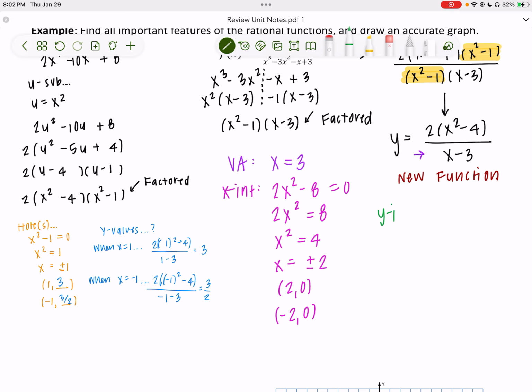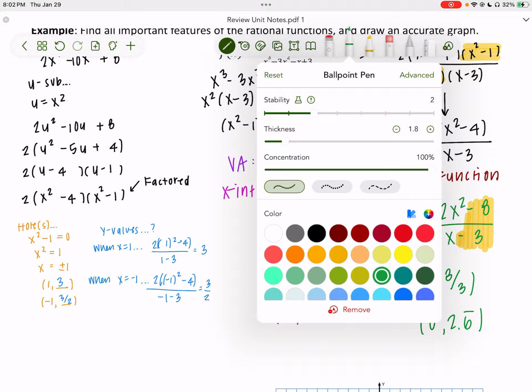Let's look for our y-intercepts. That's going to be, so let me rewrite this, 2x squared minus 8 over x minus 3. That's going to be this right here, simplified, 8 over 3. So 0, comma 8 over 3. If you want to do a decimal, you can. 8 over 3 is about 2.6 repeating. All right, now all we have left is our slant asymptote.